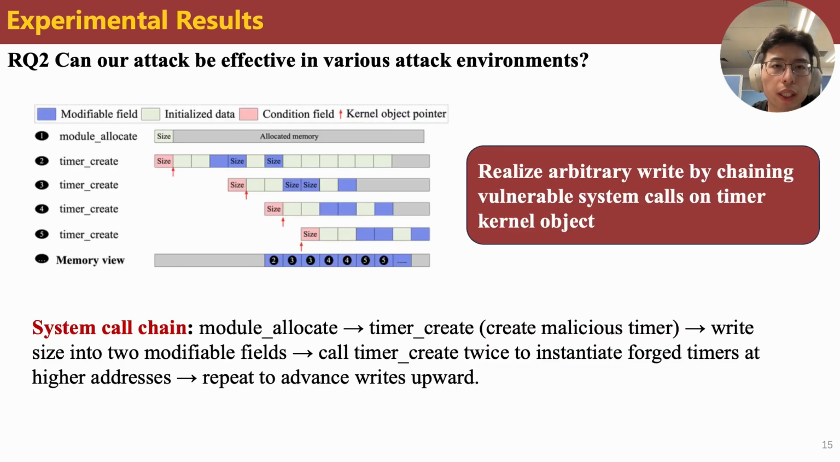Our second question is, can our attack be effective in various attack environments? The answer is yes. For example, by chaining memory allocate and timer create, we can iteratively create timer objects. This allows us to override multiple consecutive fields in memory. In this way, we realize arbitrary memory write using only legitimate system calls.